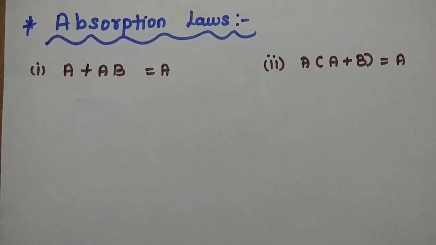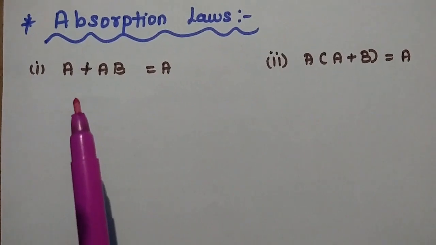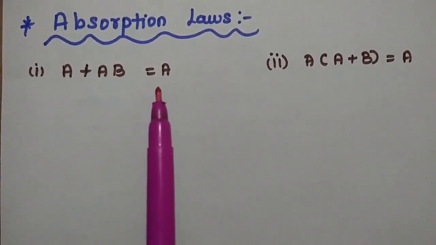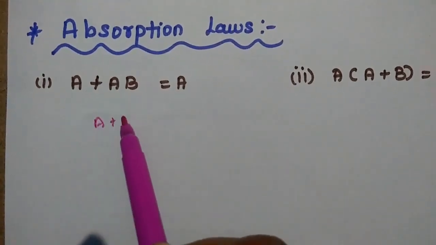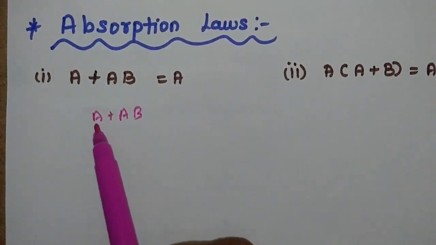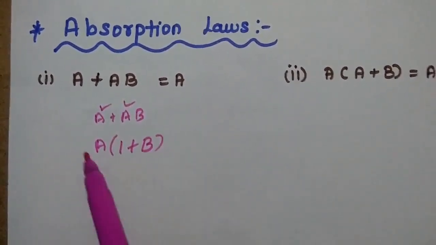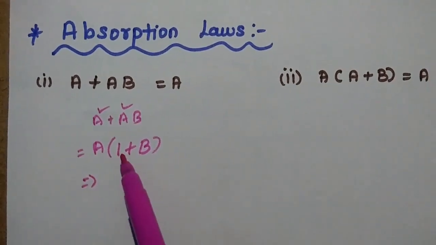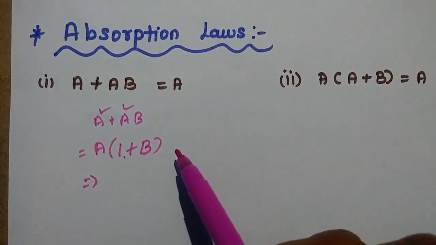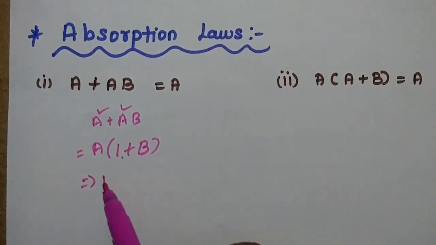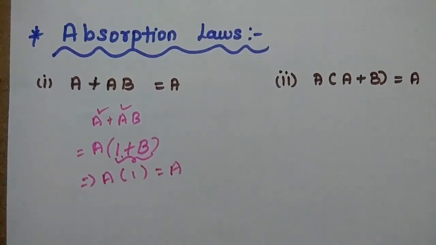So next one is absorption law. In this absorption law, the first expression is a plus ab is equal to a. Here we can take the left hand side a plus ab. Correct. So here a is a common term. We can take it outside. So we can get 1 plus b. Correct. So 1 plus b. 1 plus any value is equal to 1 itself. So here this becomes 1. So a into 1 is equal to a.